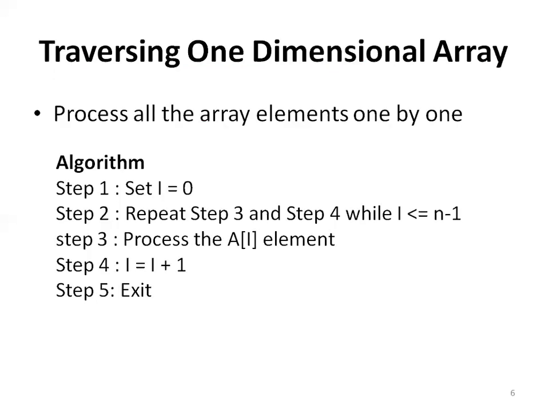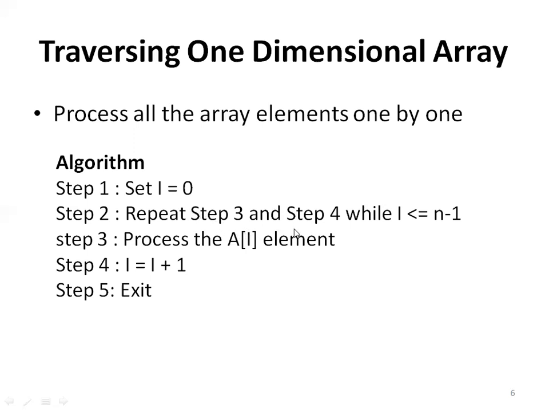So now let us discuss the first operation on the array data structure, that is traversing. So in traversing, here we are taking the one-dimensional array data structure. So traversing means visiting all the data items of the array. So here for visiting, we are using the process as the function to visit all the elements. So this is the algorithm for traversing the one-dimensional array. So in step one, we're setting the value I equals 0. Here I is the iterator that starts from 0, and it will go up to the last element of the array.